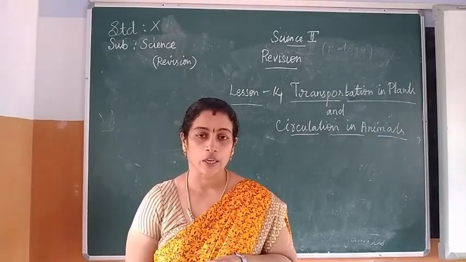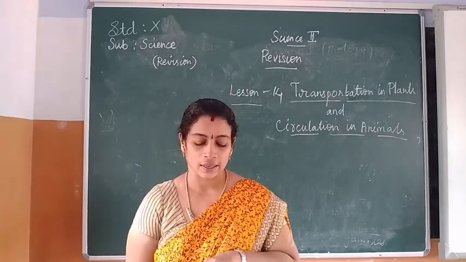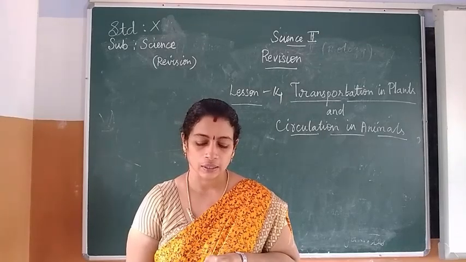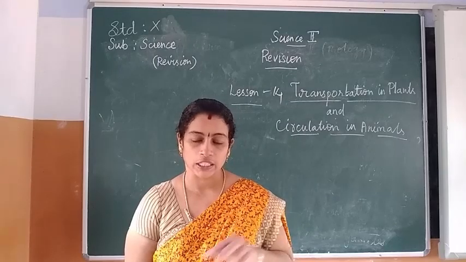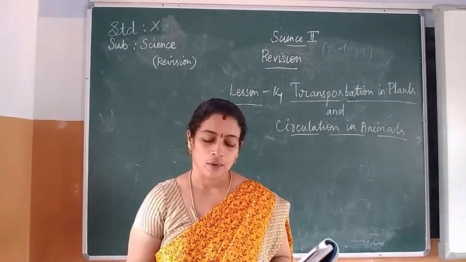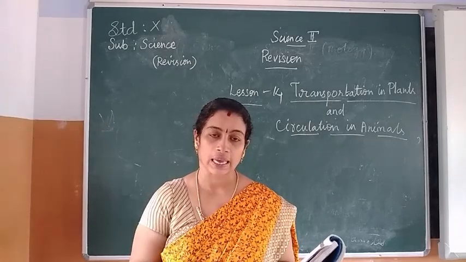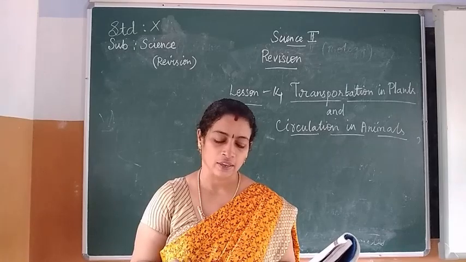Then the wall of the human heart is made up of all of the above. Last one, answer is D. That is endocardium, epicardium, myocardium and all of the above. Which is the correct sequence of blood flow? Option C, atrium, ventricle, arteries and veins.